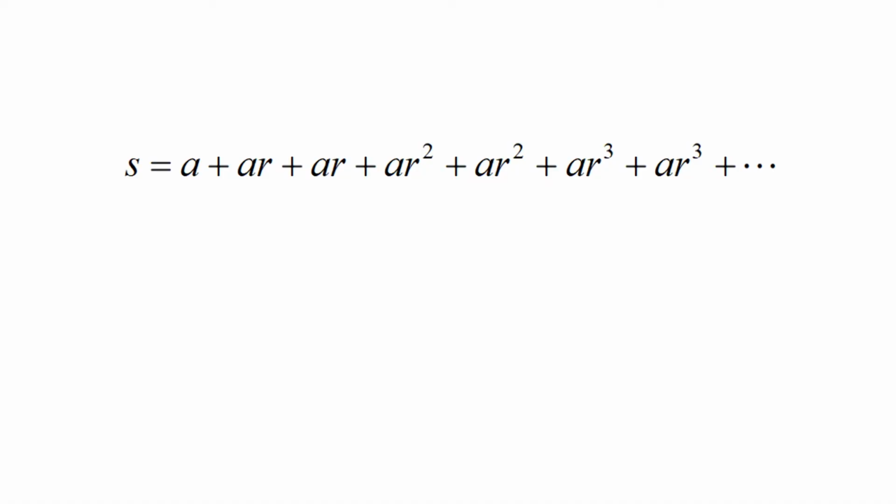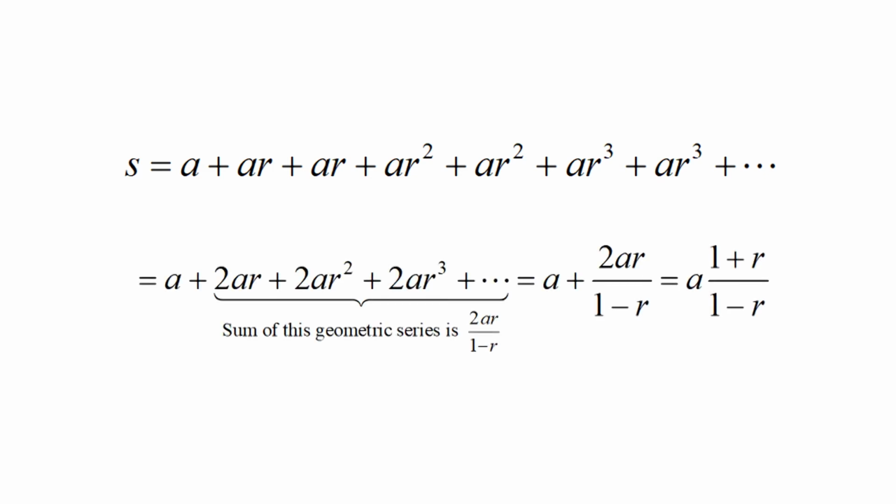Hence, the total distance is S equal to a plus ar plus ar plus ar square plus ar square plus ar cube plus ar cube plus etc., which is equal to a plus 2ar plus 2ar square plus 2ar cube plus etc., which is equal to a plus 2ar upon 1 minus r, since the sum of the geometric series 2ar plus 2ar square plus 2ar cube plus etc.